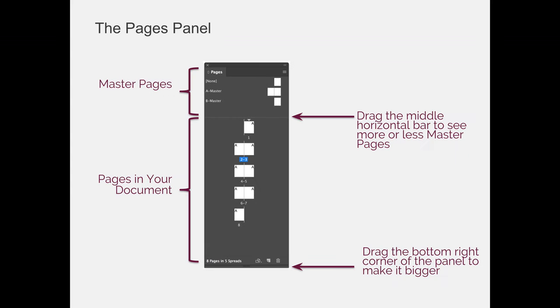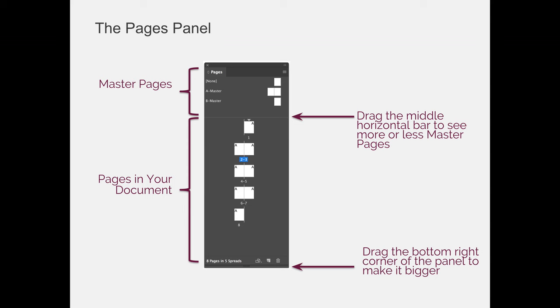The pages panel is broken up into two halves. The top half of your pages panel represents your master pages, and the bottom half represents what I like to call the real pages or the actual pages of your project. Up until this point in the semester, we've only been working with the bottom half of the pages panel. Anything above the light gray line is the master page section, and anything below it are your actual or your real pages.